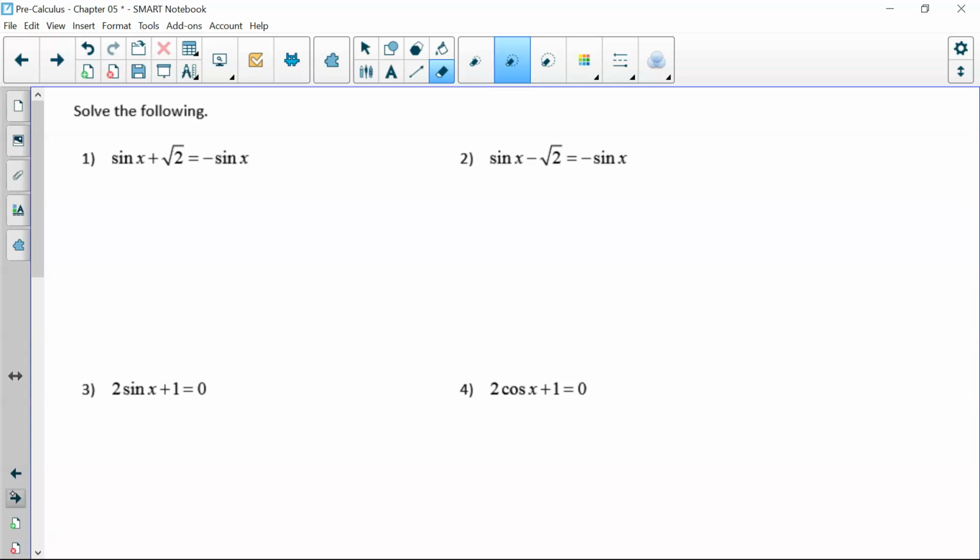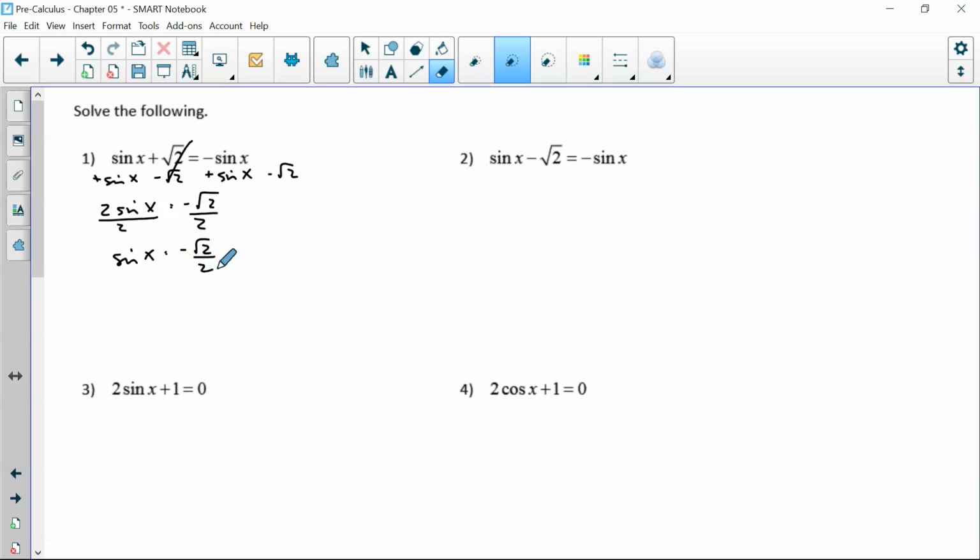We want to isolate. So I'm going to add the sine of x to both sides. And I'm also going to subtract the square root of 2 from both sides. So I get 2 sine of x equals negative square root of 2. Divide both sides by 2. The sine of x equals negative root 2 over 2.